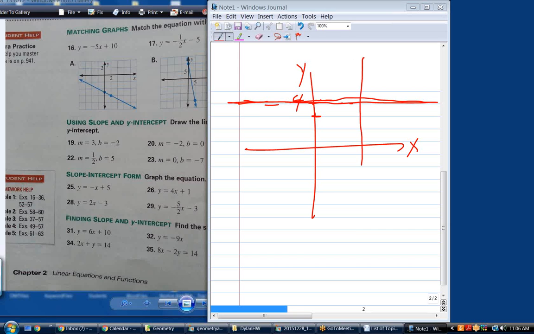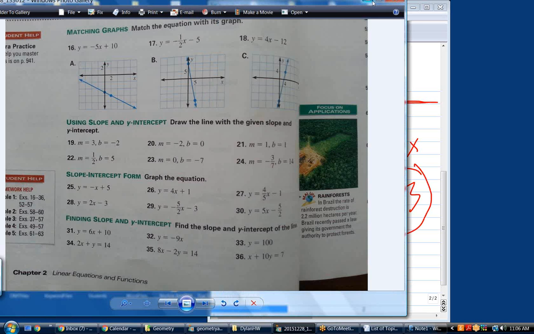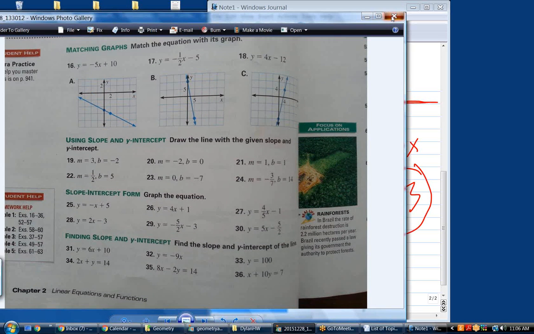X equal numbers are vertical lines. This line might be x equal 3. So these are the ones that are undefined. Okay. That makes sense. Cool. All right.